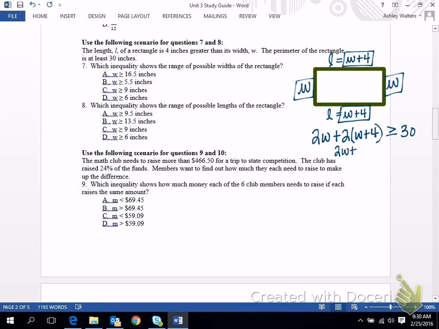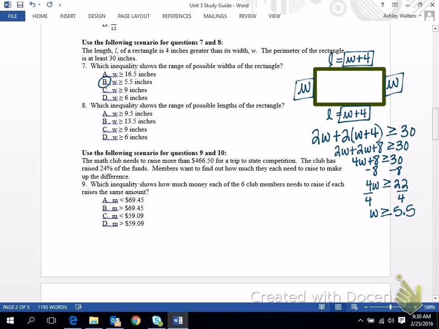2W plus 2W plus 8 should be greater than or equal to 30. Now combine your like terms to get 4W plus 8, and that's greater than or equal to 30. Subtract 8 from both sides, and that leaves us with 4W is greater than or equal to 22. When you divide by 4, you get that the width has to be greater than or equal to 5.5. So that is B.